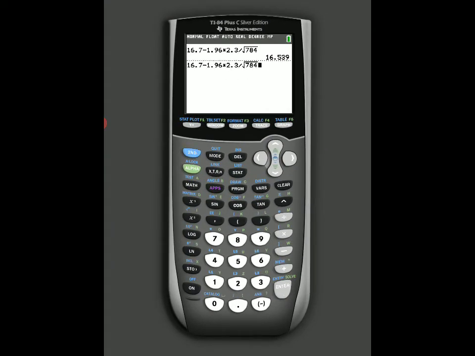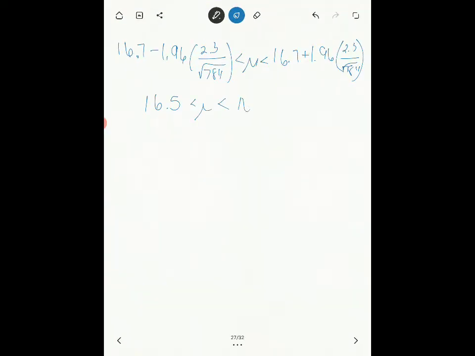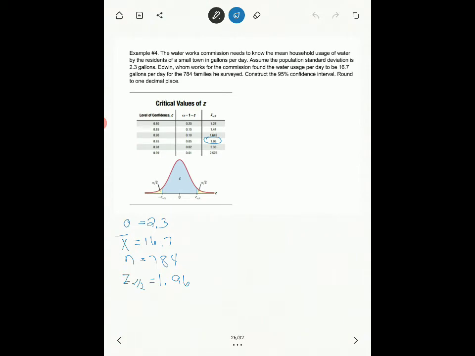So second enter to get what you got in there if you have your graphing calculator. And then plus. 16.86 rounds to 16.9. Okay, so that's our interval for this one. We round to one decimal place.